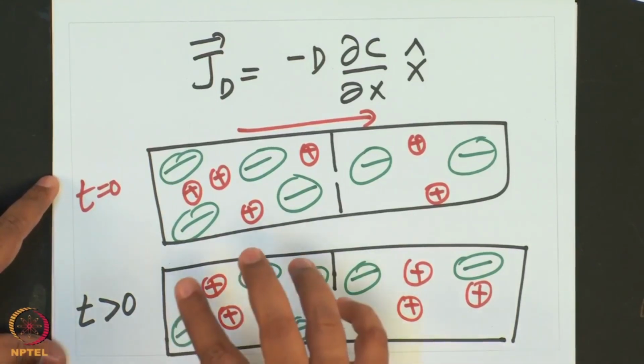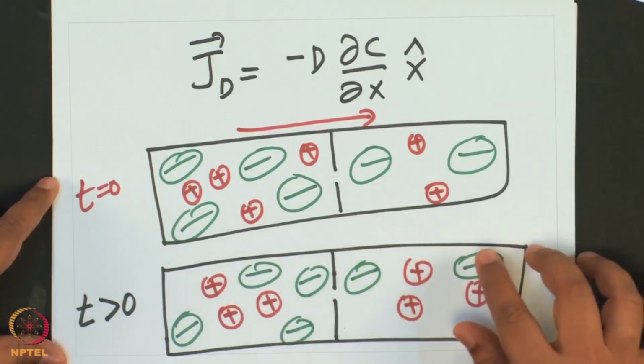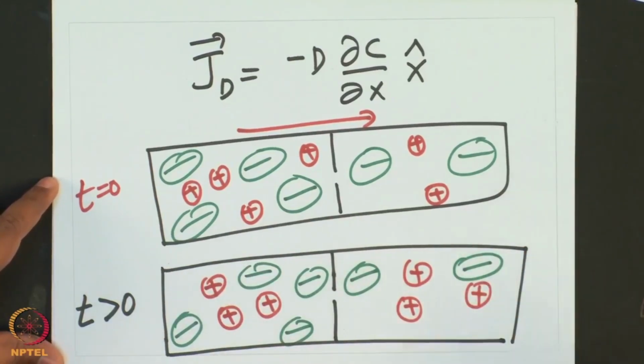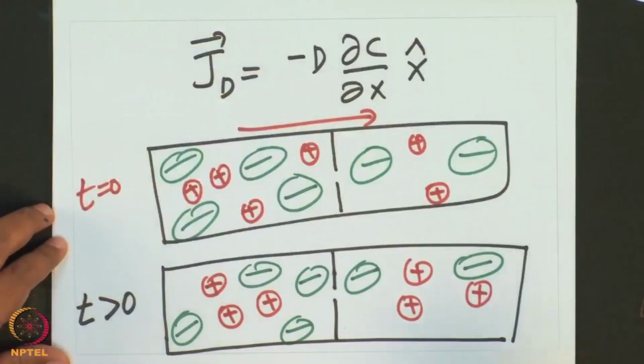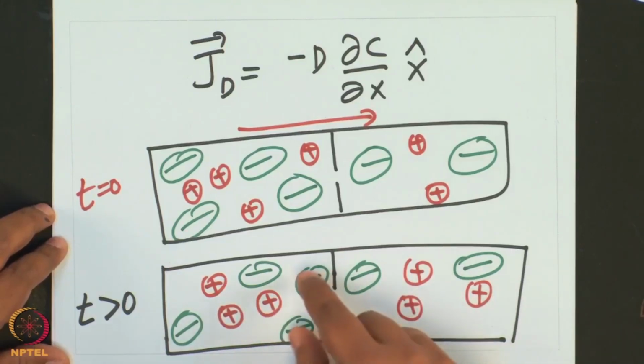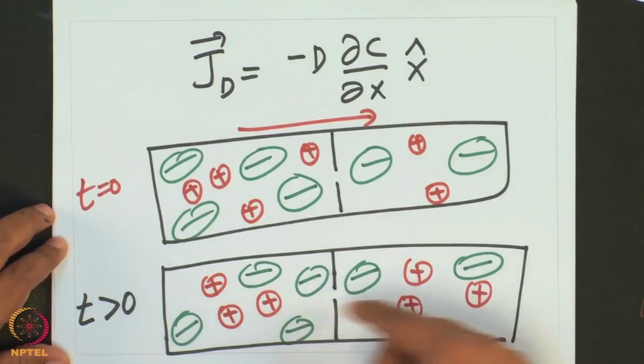Now, if there is more minus charge here and more plus charge here, an electrostatic potential will be developed. An electrostatic potential difference. What does that mean? This minus charge will have some electric field which would try to bring these plus ions back. So this minus charge would want the plus ions to come back.